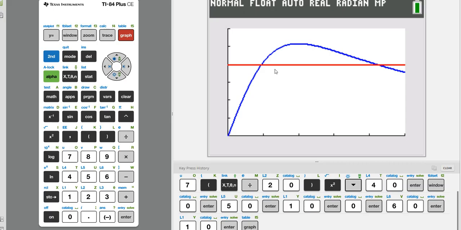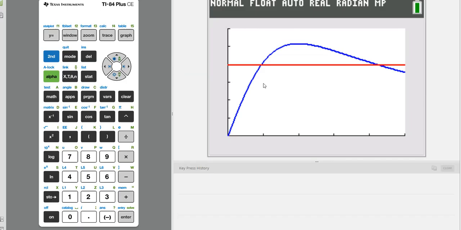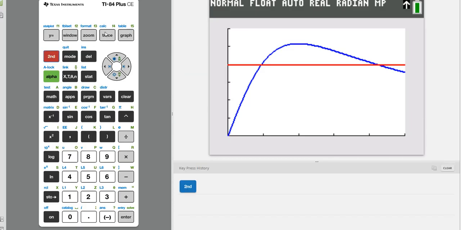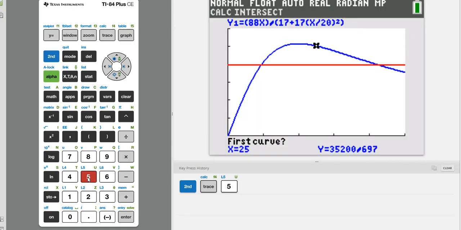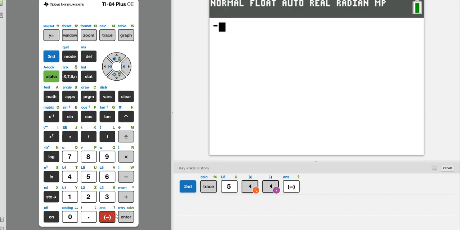We need to find those points of intersection. Does anyone remember what we did in class before this? Table intersection. Yeah. It's right underneath here, the calculate menu. Hit the calculate. So second calculate. Let's do intersection. Now it's a little bit annoying the way these are set up. But let's get close to our point of intersection. And once you get close to your point of intersection, right now I'm on the first curve, you have to press enter a total of 3 times.